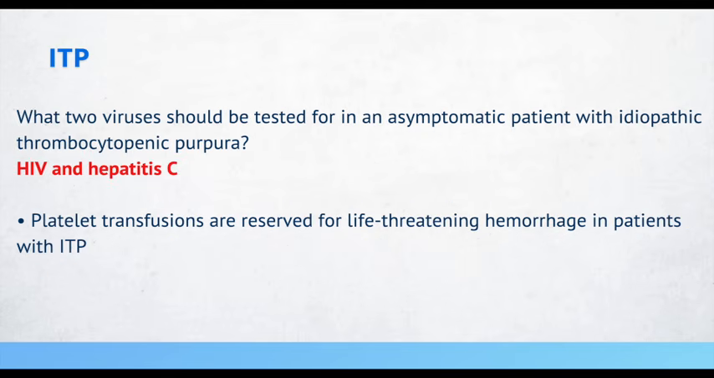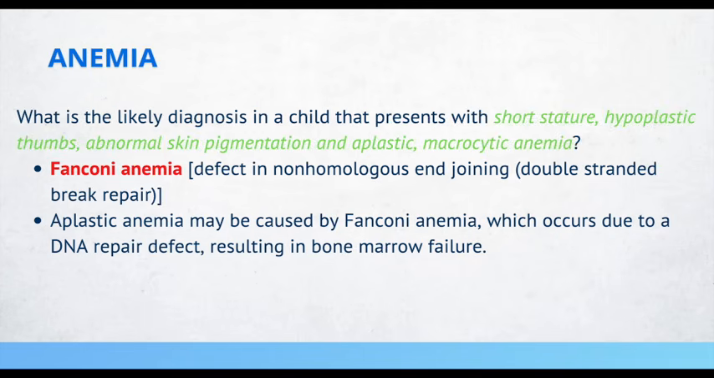What two viruses should be tested for in an asymptomatic patient with idiopathic thrombocytopenic purpura? HIV and hepatitis C. Recall that to treat ITP, platelet transfusions are reserved for life-threatening hemorrhage. What is the likely diagnosis in a child that presents with short stature, hypoplastic thumbs, and an aplastic macrocytic anemia? Fanconi's anemia.